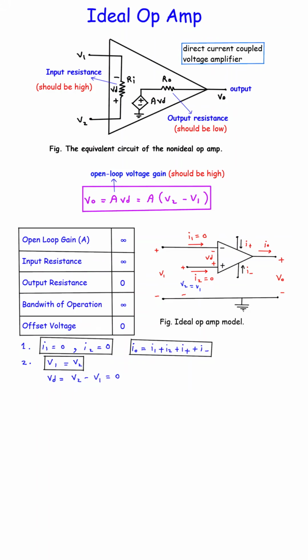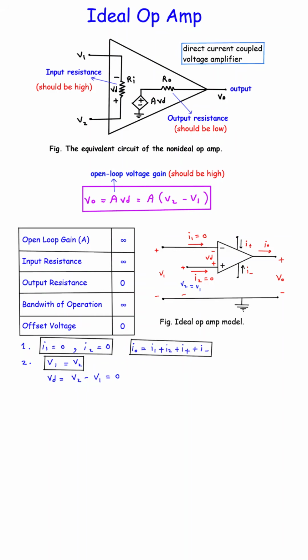This image gives a complete and easy-to-understand explanation of an ideal operational amplifier, commonly called an ideal op-amp, which is a very important component in electrical and electronic circuits. An op-amp is basically a high-gain voltage amplifier that takes the difference between two input voltages and amplifies it to produce a much larger output voltage.